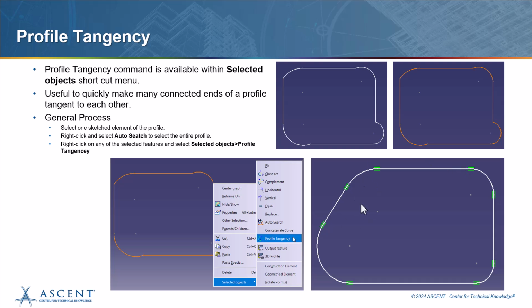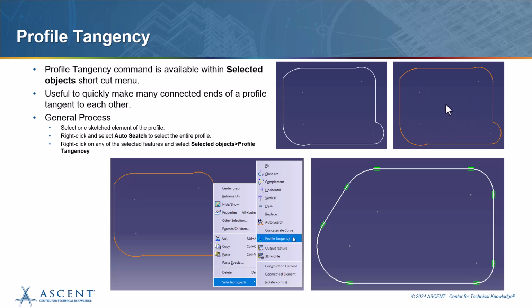Sometimes there's many ways this can be created and you can set this up, but here I drew some lines and arcs that are connected end to end, but do not have rules forcing them to be tangent to one another. So to use profile tangency, there's a little bit of a setup. First, I select all the geometry. To do that, I clicked one line, I right clicked on it, and I said auto search. You can actually see it available right there. When I chose auto search, it grabbed all the lines that were connected end to end.